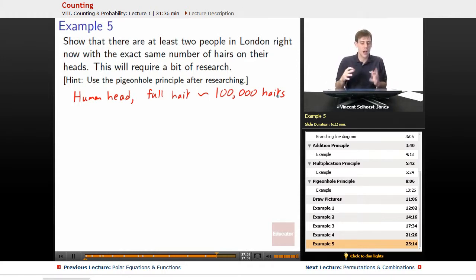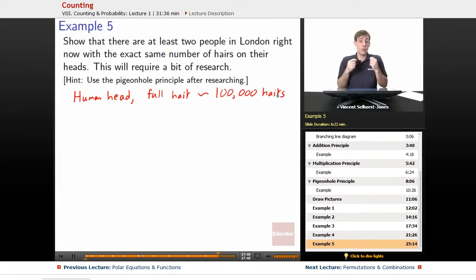So around 100,000 hairs is about the normal amount for a human head, and 150,000 would be a lot of hair. More than that just starts to become ridiculous and really hard. We figured that out with just a little bit of internet research, some cursory research. We figured out pretty quickly, it looks to be about 100,000.